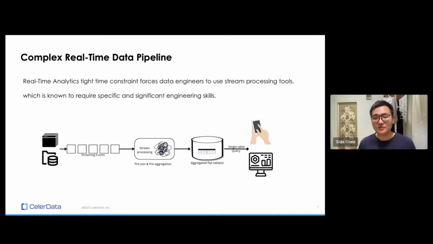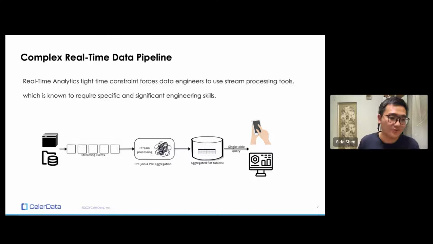Okay, so denormalization not only makes your analytics rigid and not able to adapt to business changes, it's also very complex, right? Especially in real-time data analytics. With real-time data analytics, there's a tight time constraint, so you cannot really use something like Spark or those batch analytics tools. You need to go for those stream processing tools and write stateful stream processing jobs, right?